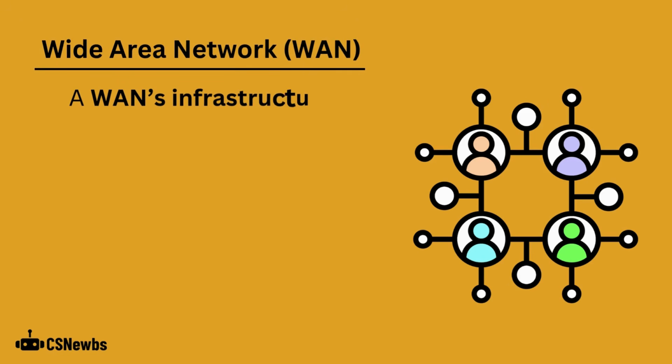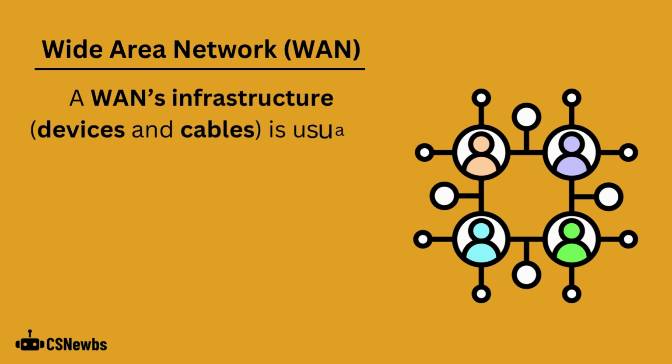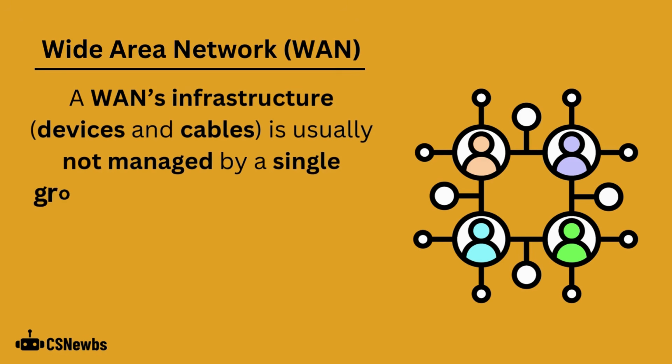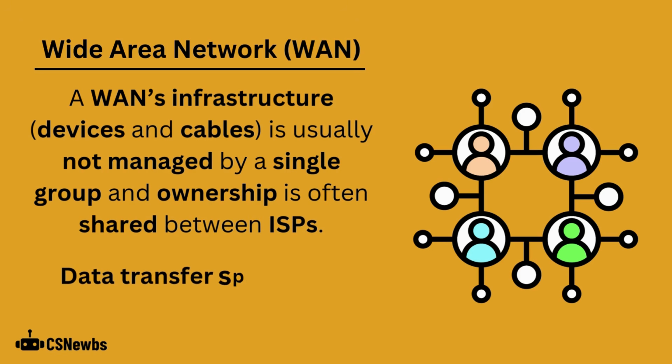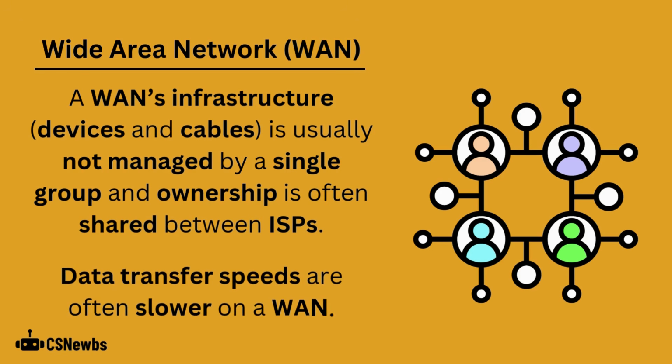The infrastructure of a wide area network is usually not managed by a single group, and ownership is often shared between Internet service providers. Data transfer speeds are often slower on a WAN because the data has a further distance to travel.